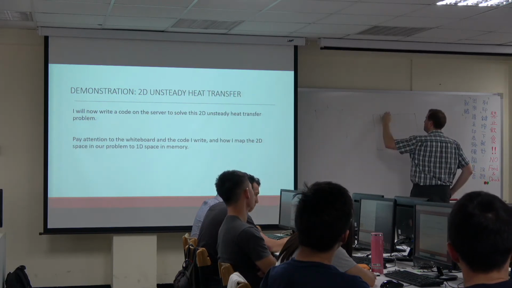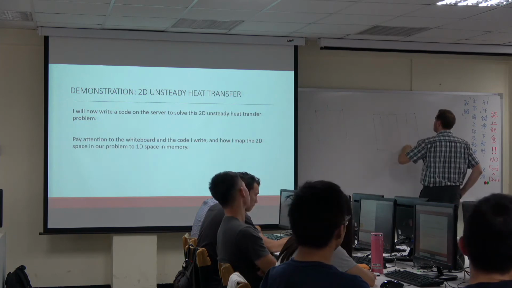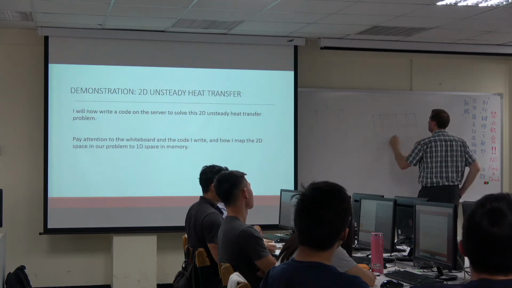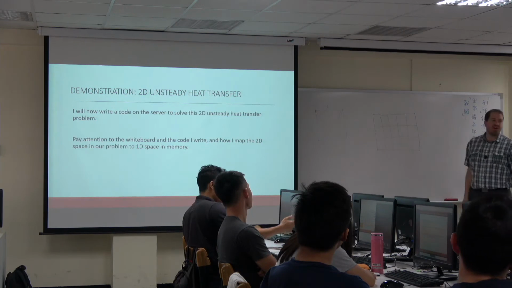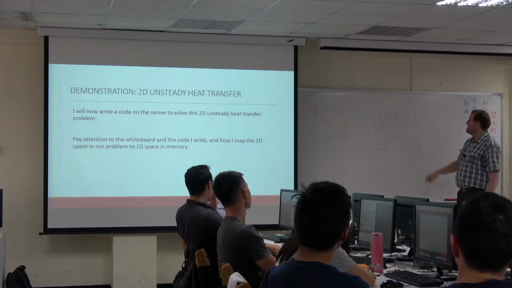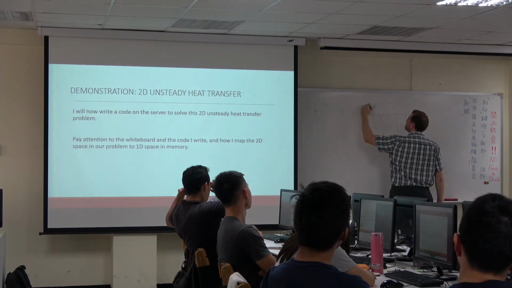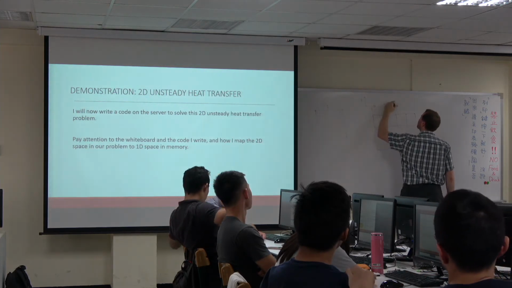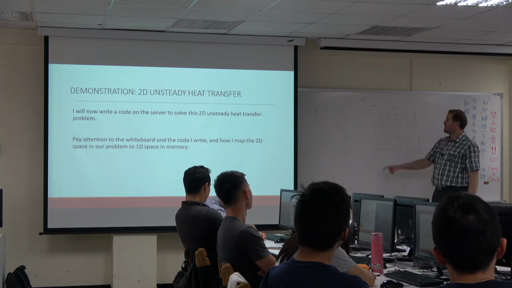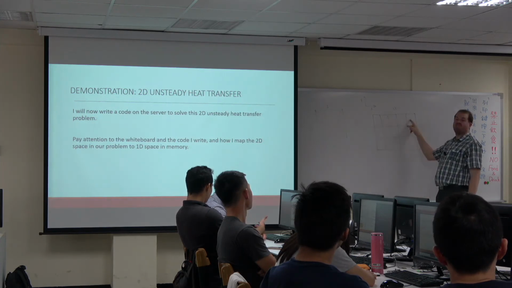I'm going to create a grid. Now, of course, the grid I'll be creating is going to be much finer than this. In the x and y directions, we have nx cells. How many cells do we actually have? 1, 2, 3, 4, 5.